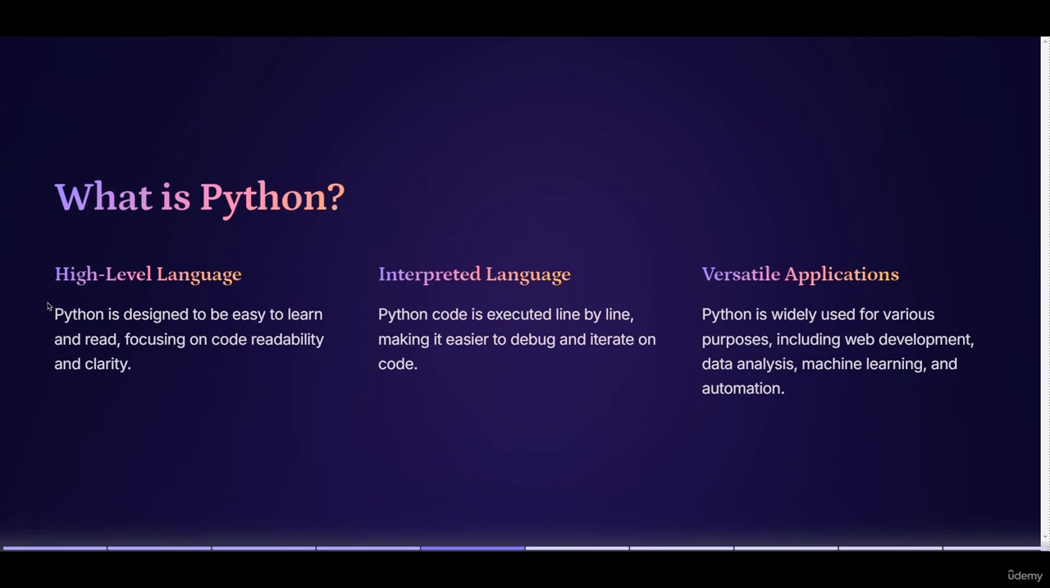After that, let's discuss what is Python. So Python is a high level language, and it is designed to be easy to learn and read, focusing on code readability and clarity. It's an interpreted language, executed line by line, making it easier to debug and iterate on the code. Versatile applications. Python is widely used for various purposes, including web development, data analysis, machine learning, and automation. If you have taken my automation course, then you may be familiar with what that is. And yep, let's move on to the next slide.